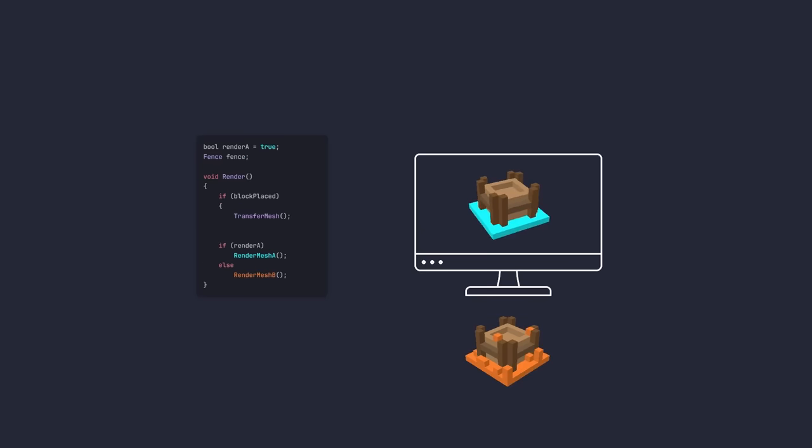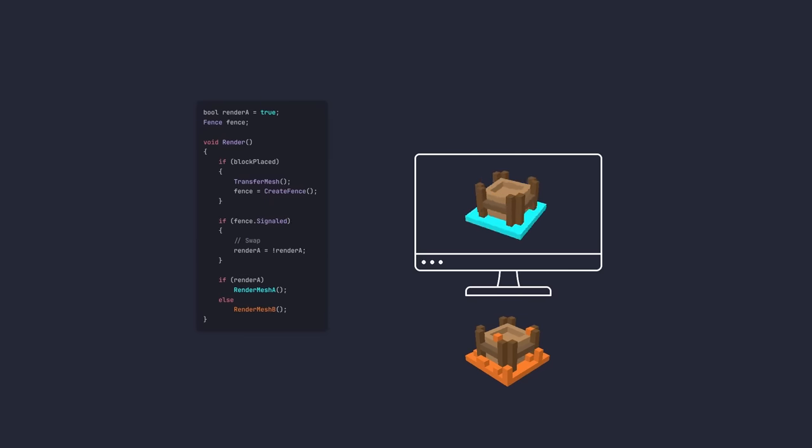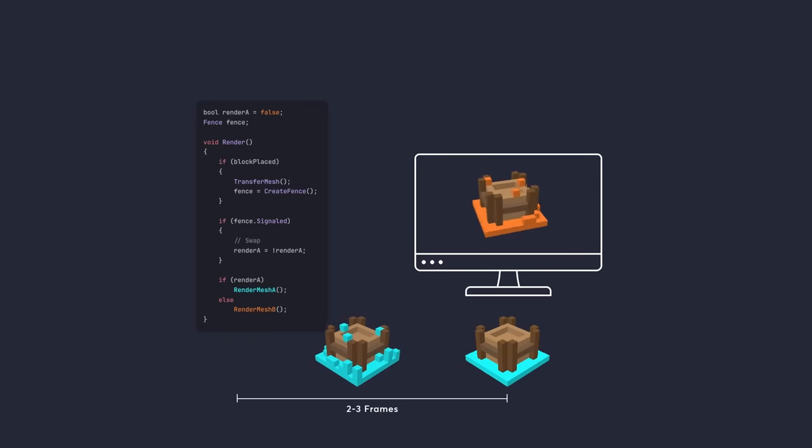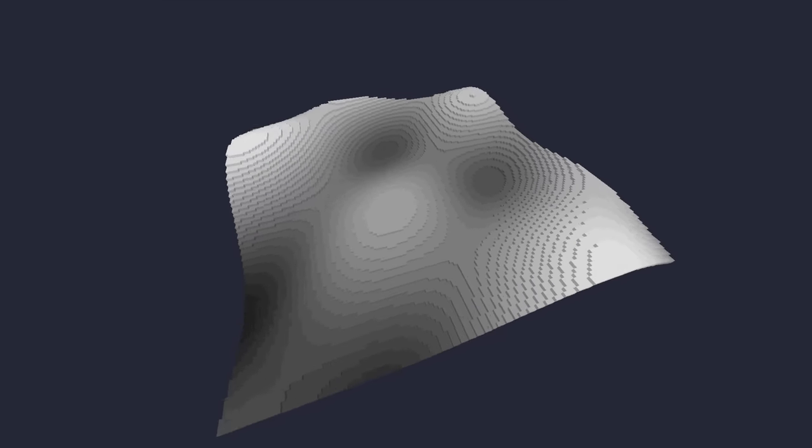So let's create a fence after we start the transfer. When the fence signals, we know the transfer is done, and we can render mesh B. The only downside is it takes a few frames for this transfer to complete. But most games you've played have this delay, and you've never noticed. But we've solved the first piece of the puzzle, and it won't freeze again. But it still won't render smoothly.